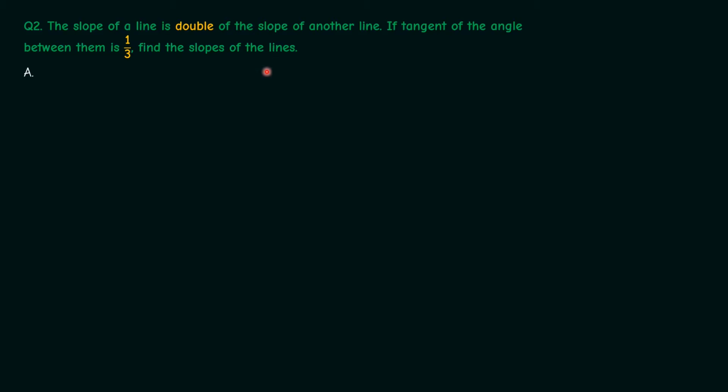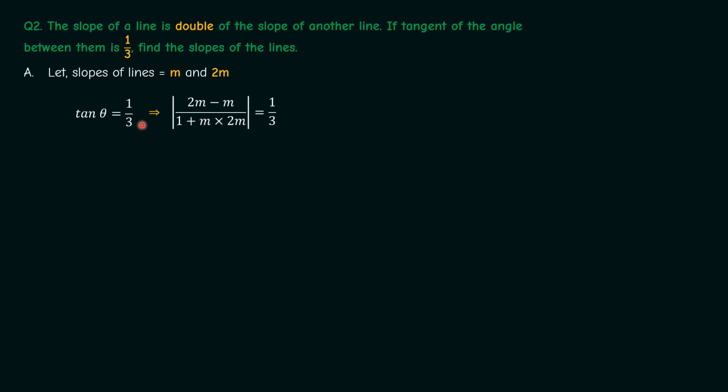Now here we are given that the slope of a line is double the slope of another line. So therefore the slopes of the lines will be m and 2m. Now it is given that tan of the angle between them is 1 by 3. So therefore tan theta is equal to 1 by 3. We know that tan theta is nothing but modulus of (m2 minus m1), which is 2m minus m, by (1 plus m1 m2), which is nothing but 1 plus m into 2m. And this is equal to 1 by 3.